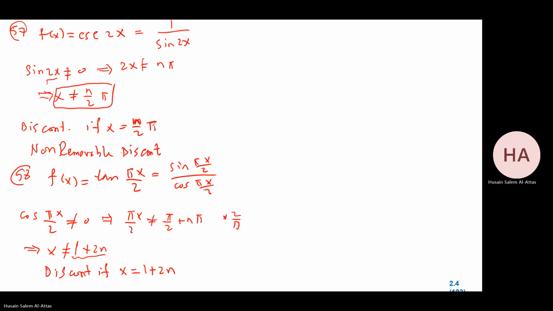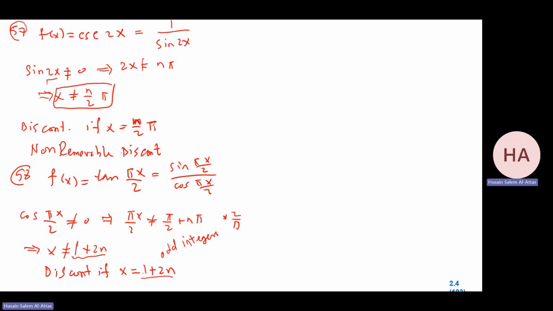1 plus 2n. But it's very clear if I substitute, for example, take 3. Cosine 3 pi over 2 is what? Take n equal 1, for example. This represents the odd numbers. If n equals 0, then x equals 1. If n equals 1, it's 3. This is the odd numbers. Odd integers.